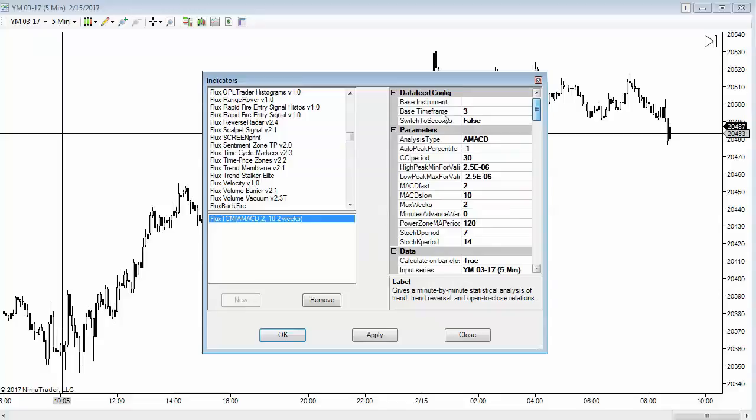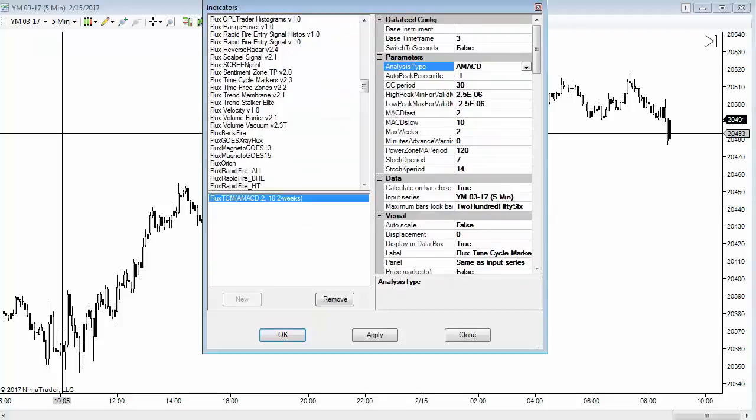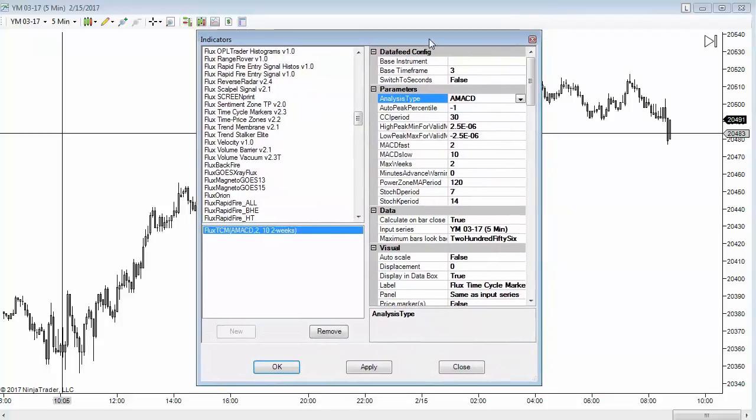You'll see mine defaults to a MACD analysis type, which is fine. Now, inside of this parameter section, we have the ability to change a few things. When we're in the MACD analysis type, we're going to be referencing the MACD fast and the MACD slow settings. And I want to show you, from the slowest to the fastest, what the sensitivity changes will do for us. Here we've got it set to a max weeks parameter of 2.